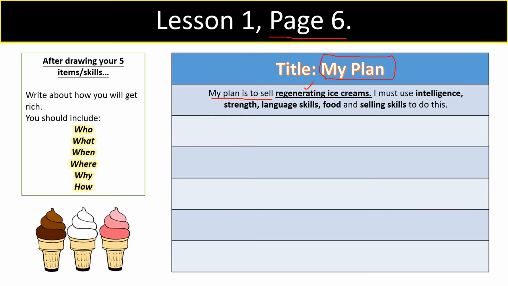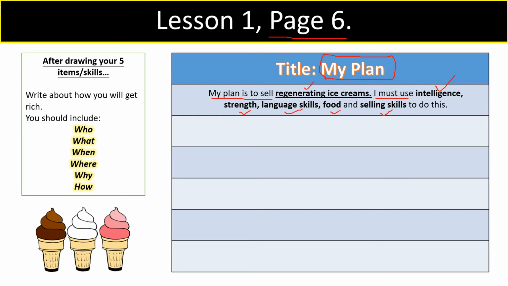So to make this kind of ice cream, you need to have items and skills. What I've written is I must use intelligence, strength, language skills, food, and selling skills to do this. I need to be able to make the ice creams. I need to be able to tell the people why they should buy the ice creams and make them trust me so that they will buy it.